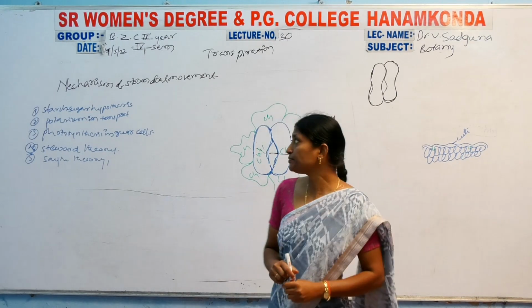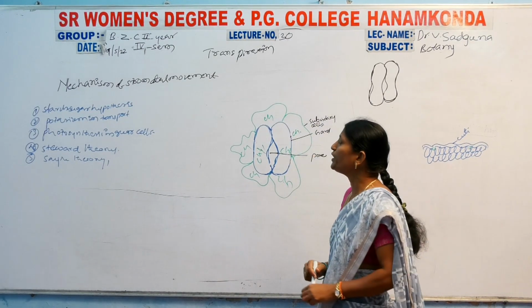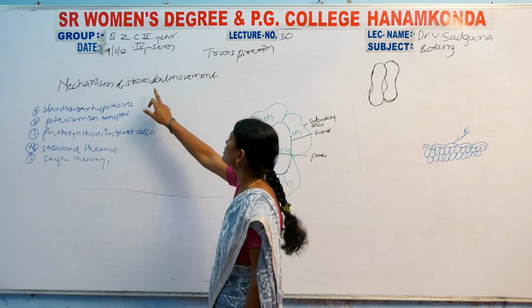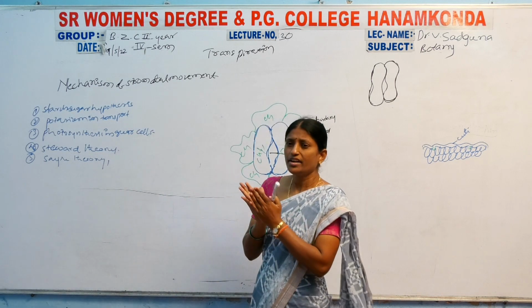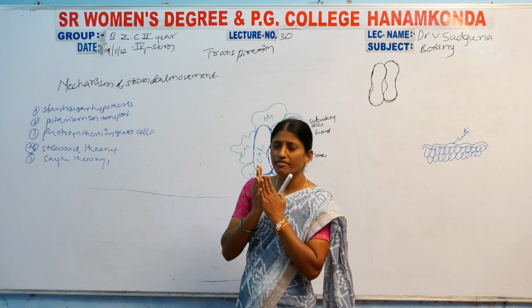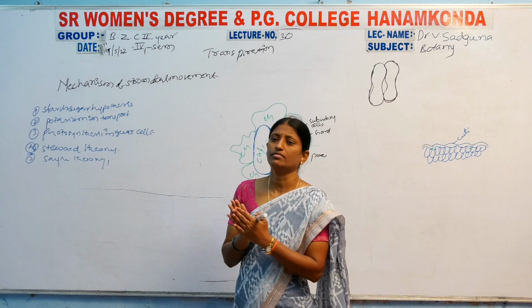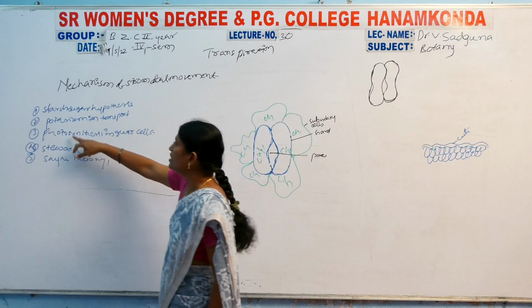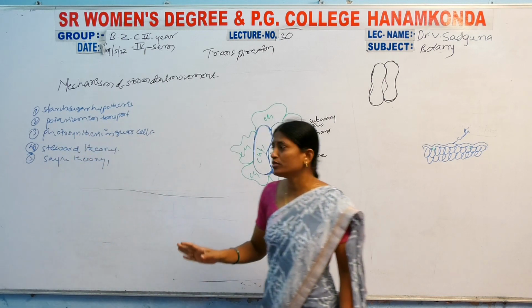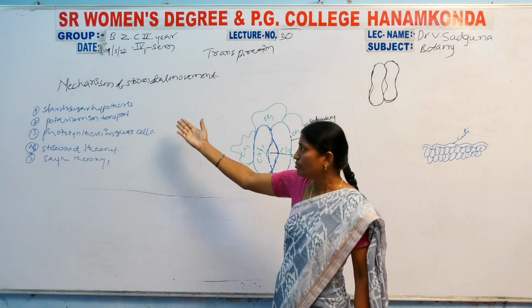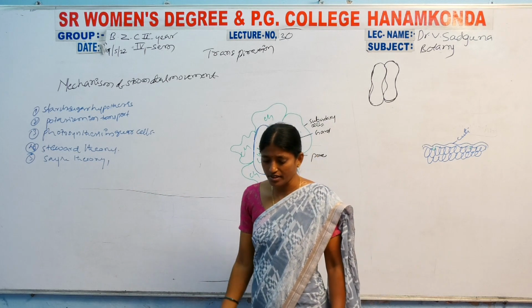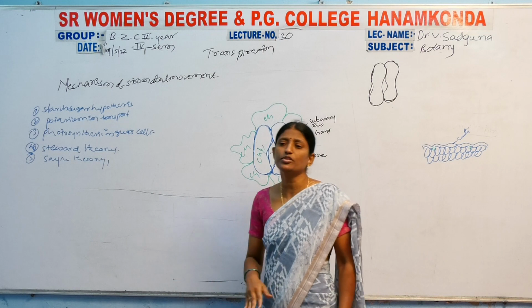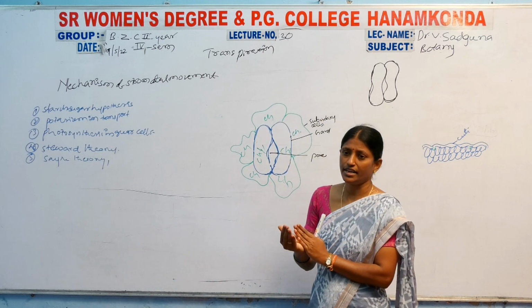Good morning, students. Now going to the mechanism of stomatal movement. Stomatal movement also has different mechanisms, such as the starch-sugar hypothesis or the potassium photosynthesis theory. These are the different types of ion movements.